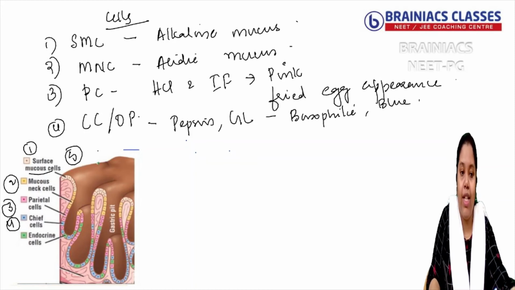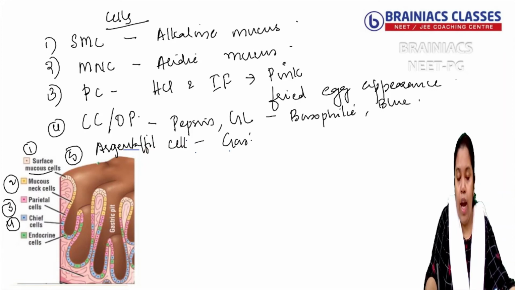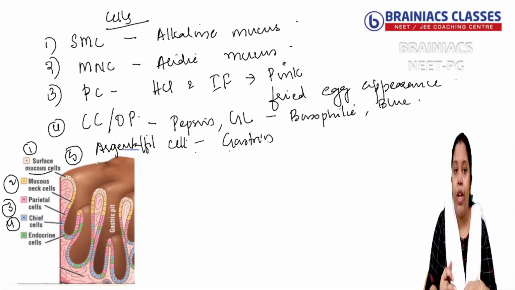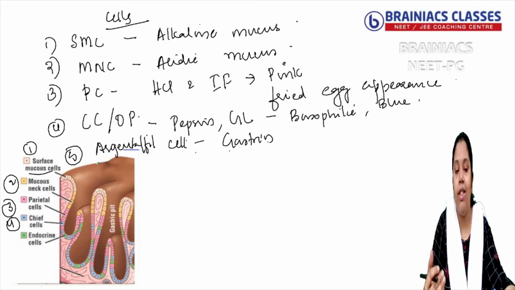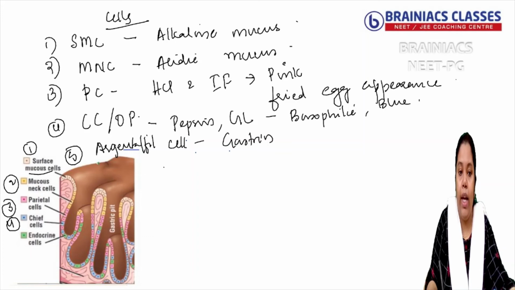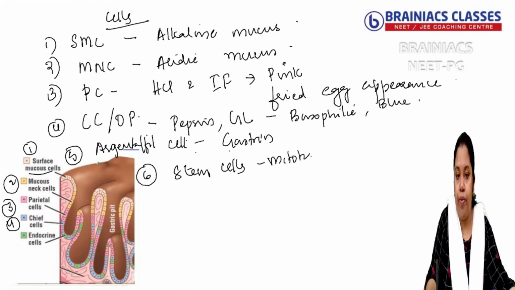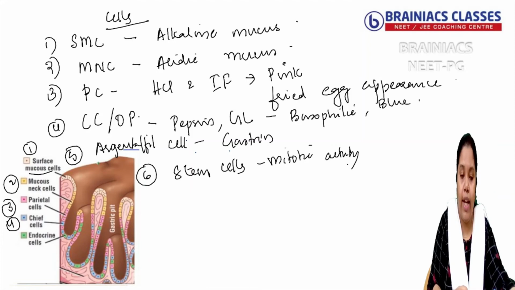And the fifth cells are the endocrine cells or the argentophil cells, and they will secrete what? They will secrete gastrin, and this gastrin will determine the secretion of the pepsin or the gastric juices. And in the basal layer you have the stem cells, which are responsible for the mitotic activity. So these are the cells in the gastric glands.